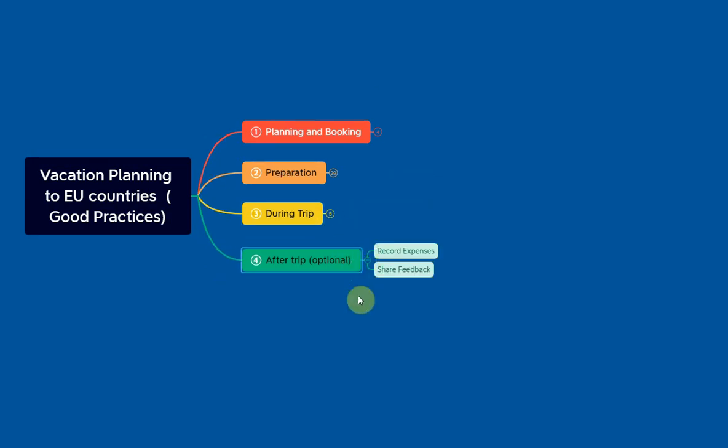The last item is of course optional, but it's highly recommended. It helps you to optimize your planning next time. Please record your expenses. It will give you an overview, and also help in your future planning of the next trips. And of course, share feedback. Use the several platforms that are available to share your feedback and spread the knowledge that you've gained, so that others can use it for their preparations.